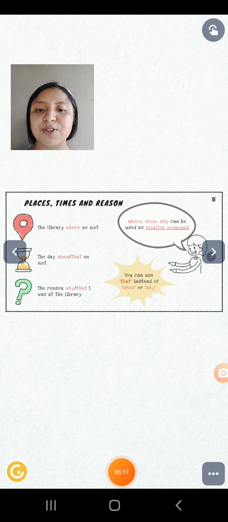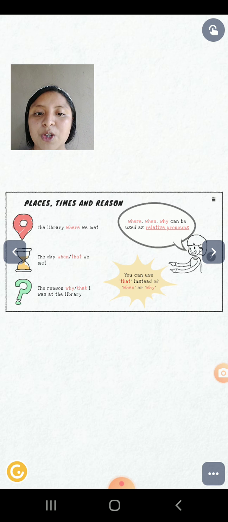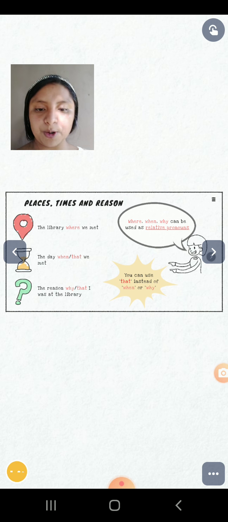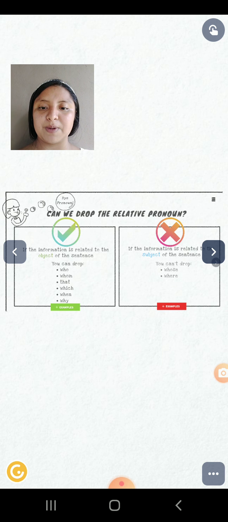Then we have the reason why or that I was at the library. So you can use both of them. And also here we have a notation, very important. You can use that instead of when or why as well. So remember that. So now let's go with the next one.